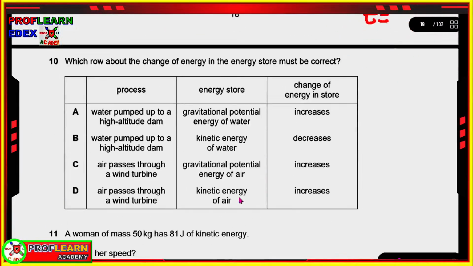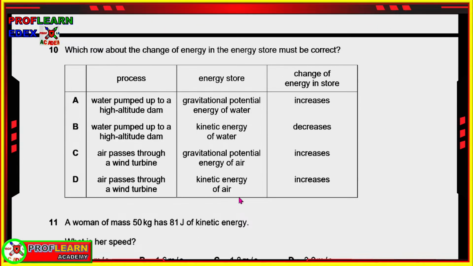The next question is question number 10. Which row about the change of energy in the energy store must be correct? Process, energy store, change of energy in store. Yeah, so for question number 10, what do you think we are going to say there?